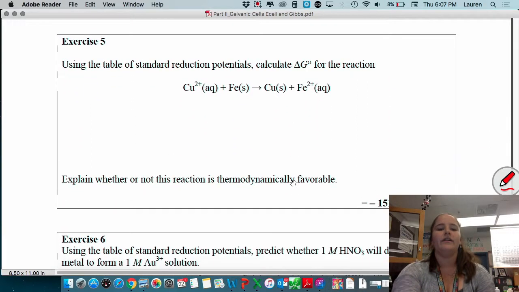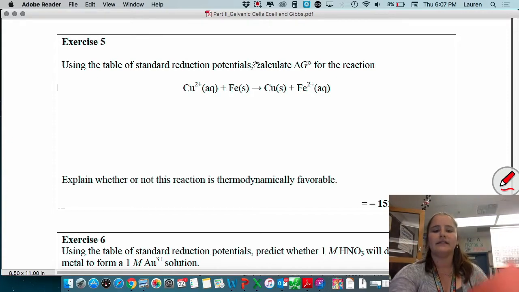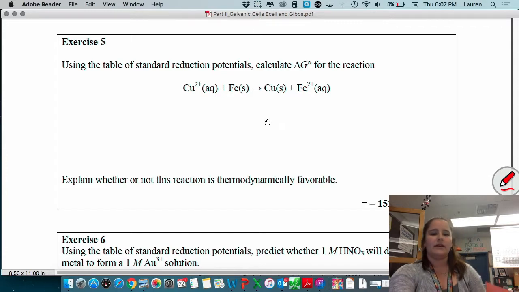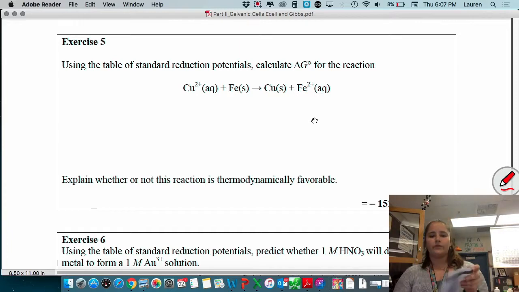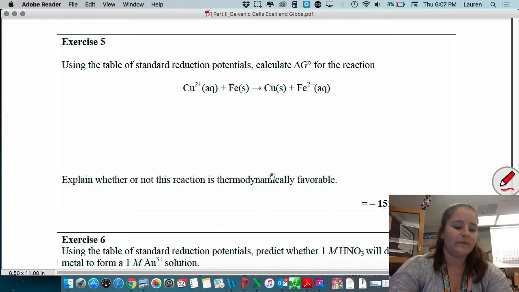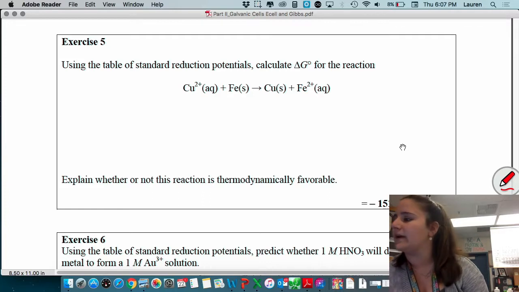Okay, number 5. Using the table of standard reduction potentials, calculate delta G for the reaction Cu2+ plus Fe solid goes to Cu solid and Fe2+. And then we have to predict whether or not it's thermodynamically favorable. That'll be fun. So let's go ahead and figure out our half reactions going on here.